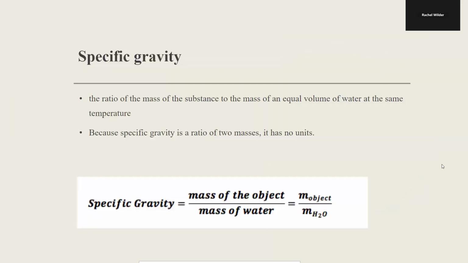Specific gravity is the ratio, so like a fraction, of the mass of a substance to the mass of an equal volume of water at the same temperature. And because it's a ratio of two masses, it doesn't have any units, so it would just be a number.